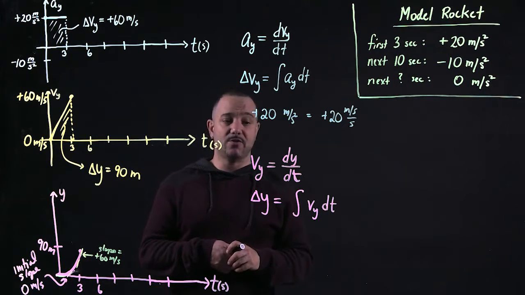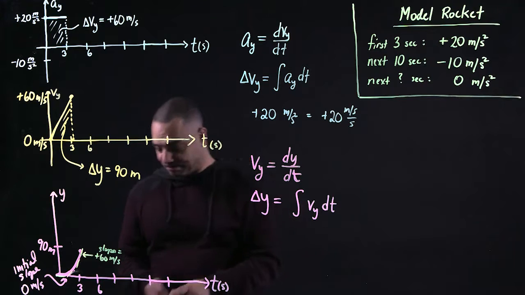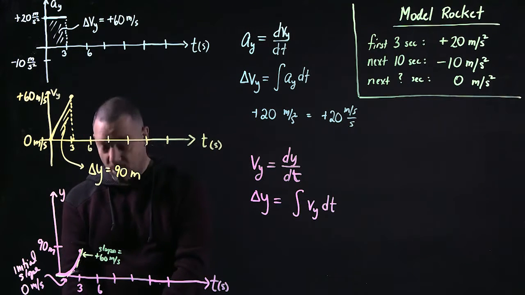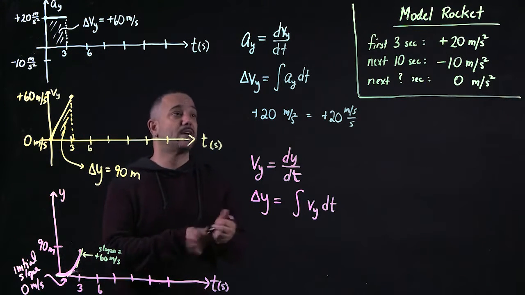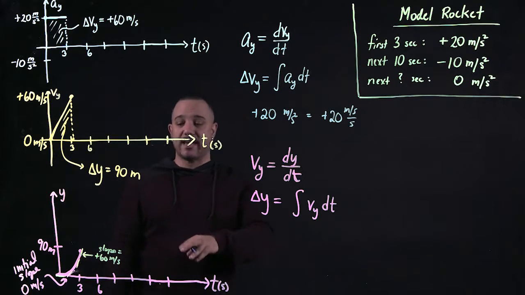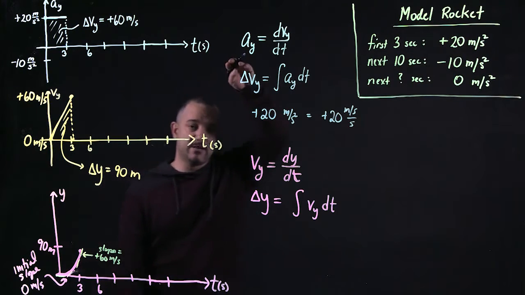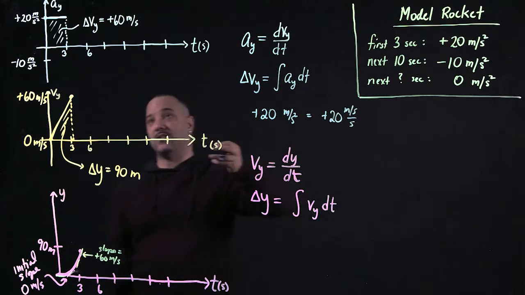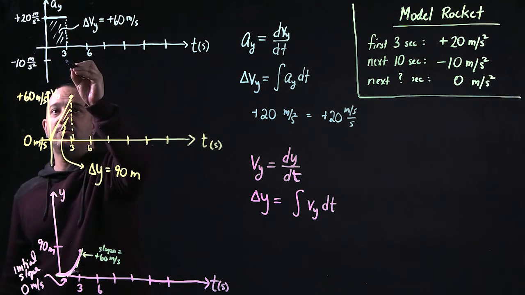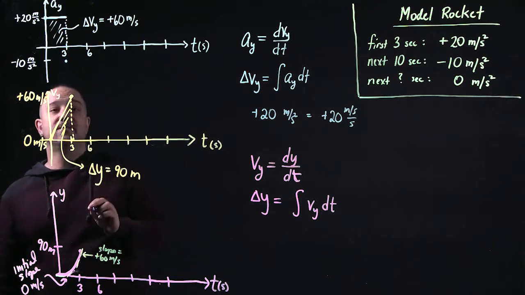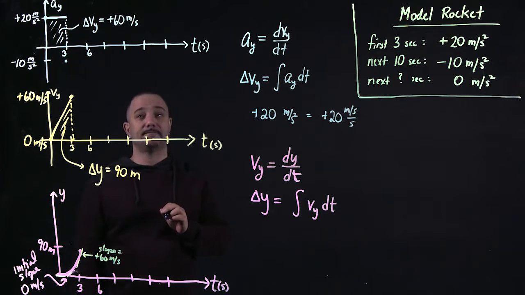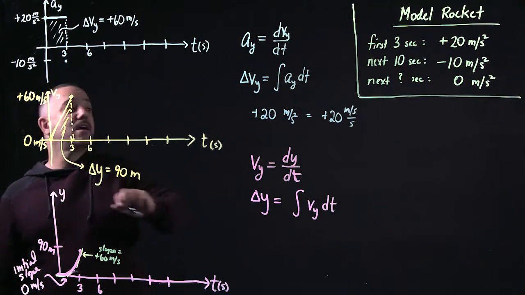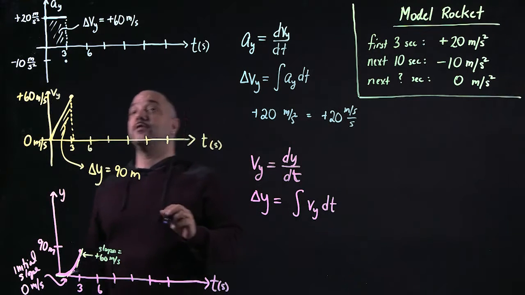Now let's move on to the next 10 seconds. We'll go back up to our acceleration graph. And so at this point, the rocket gets to some height, gets up to 90 meters. The engine's cut out, and our rocket's in free fall. So the acceleration jumps down to a value of negative 10 meters per second squared right there. And it's going to keep that value for 10 seconds.